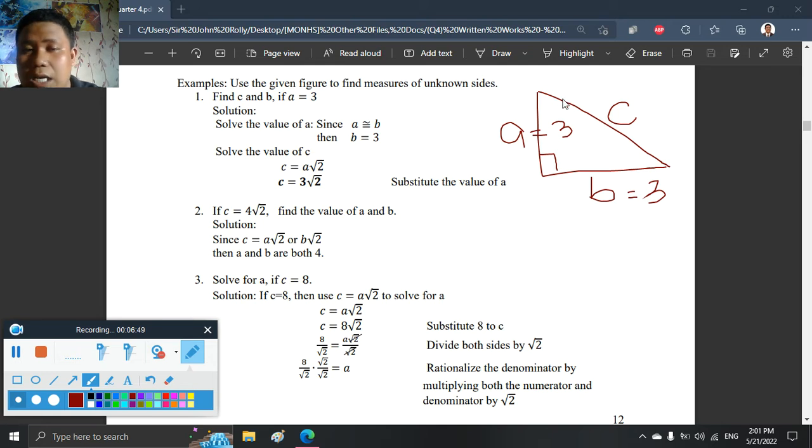So, ang C, by the way, balik ta, review, ang C mao ang hypotenuse. Okay? Ang hypotenuse mao ang longest side sa right triangle. Okay? So, dili na mahimo nga ang sides mas taas og length kaysa sa hypotenuse.